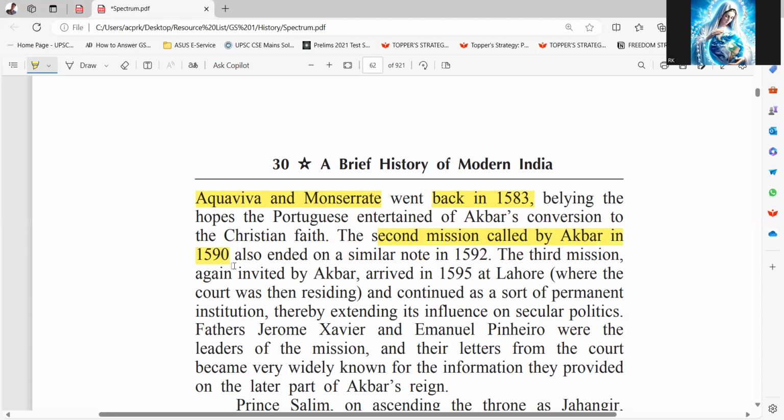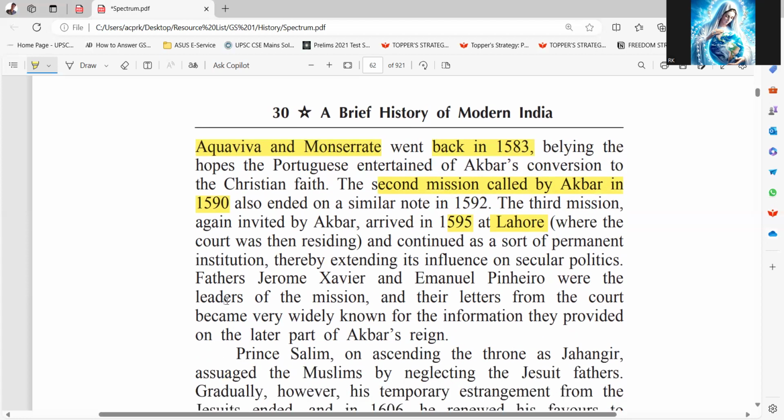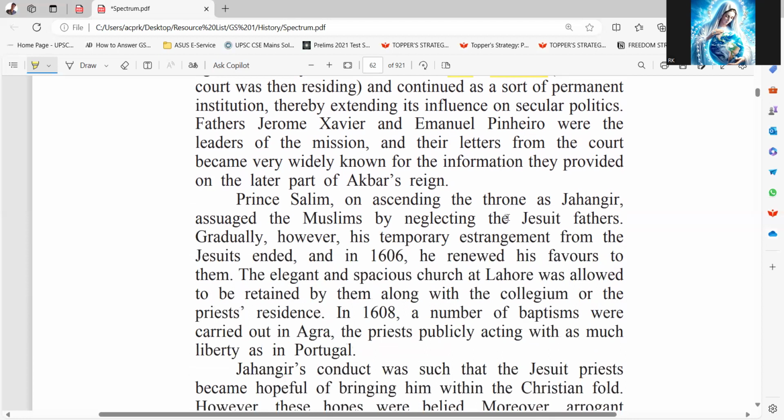The third mission, again invited by Akbar, arrived in 1595 at Lahore, where the court was then residing, and continued as a sort of permanent institution, thereby extending its influence on secular politics. Fathers Jerome Xavier and Emmanuel Pinheiro were the leaders of the mission, and their letters from the court became very widely known for the information they provided on the later part of Akbar's reign.